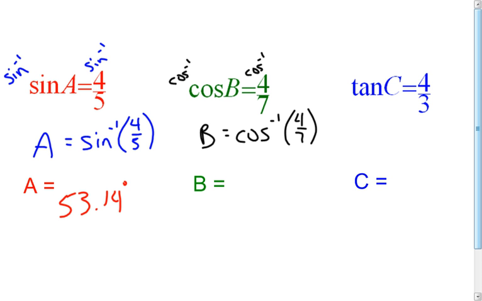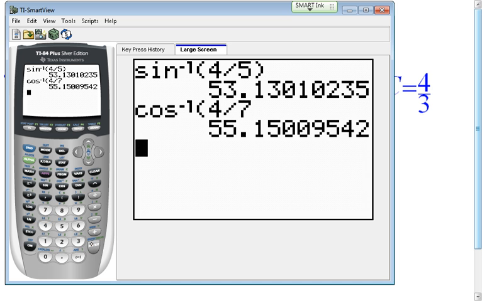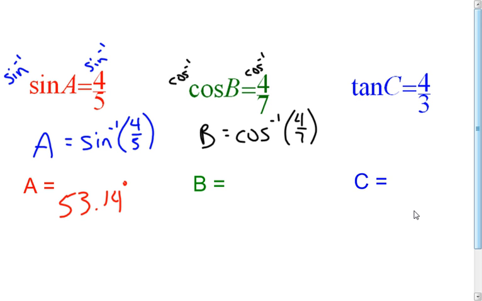Go to your calculator, type that in there. Remember second cosine, and now it was 4/7. Push enter, and I get approximately 55.15 degrees. So B is a 55.15 degree angle.